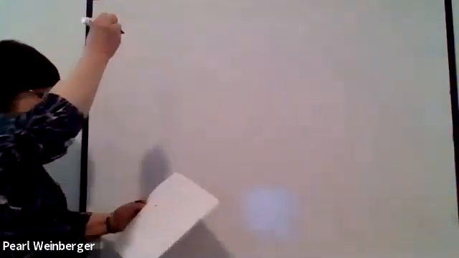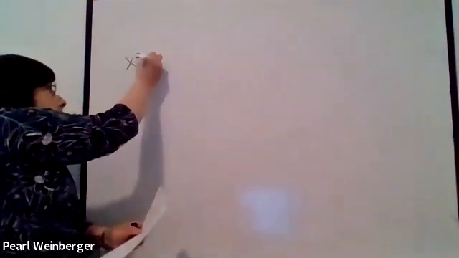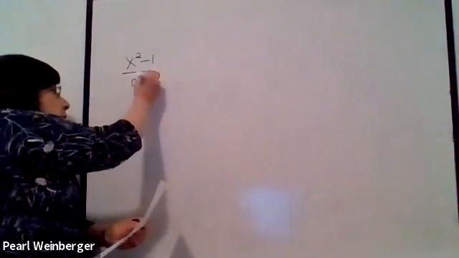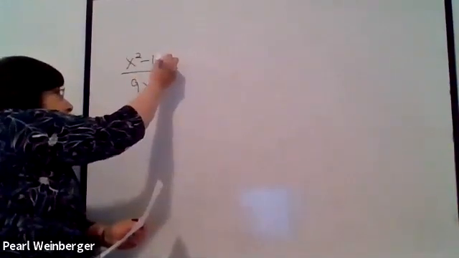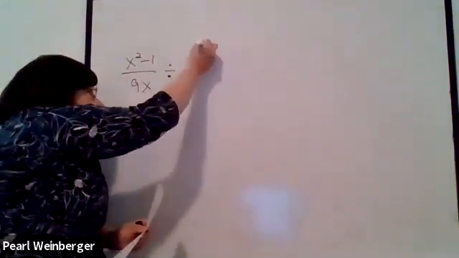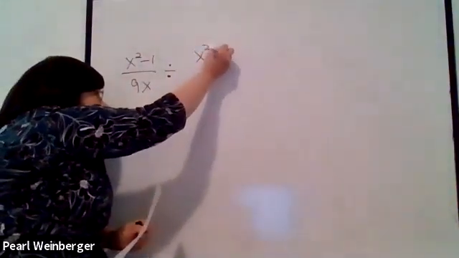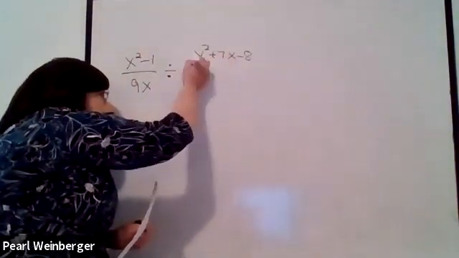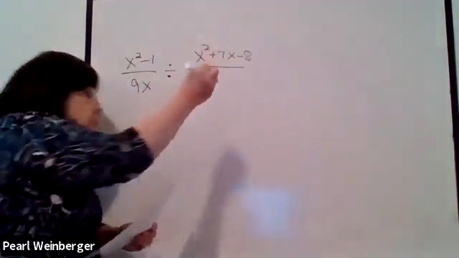You might have something like this. Suppose I gave you x squared minus 1 over 9x, divided by x squared plus 7x minus 8 over 4x.